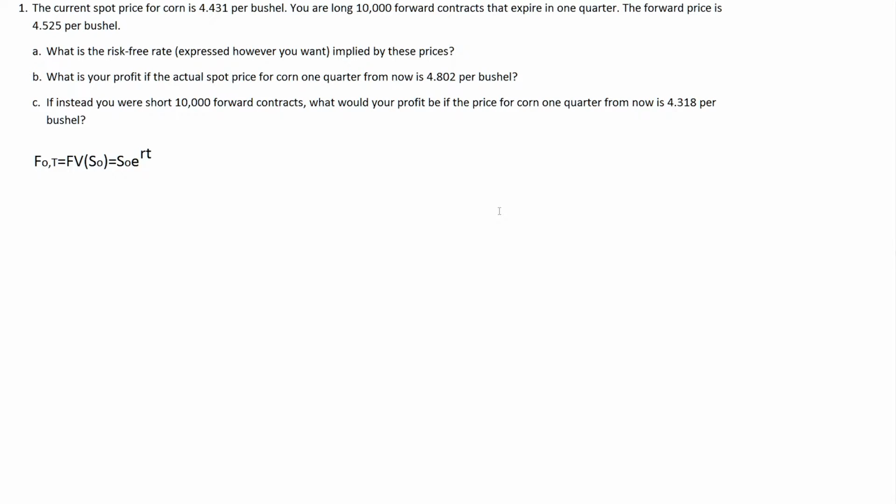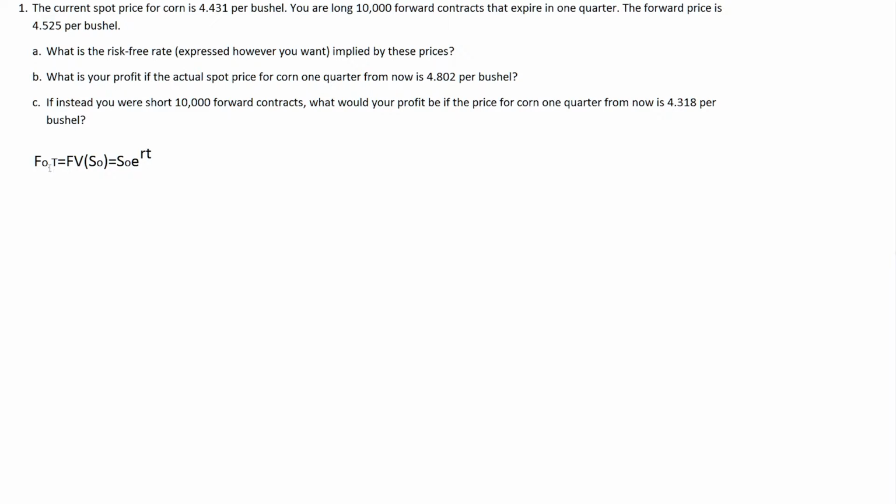Hey everyone, we're going to be moving on here to our first forward contract question. The question states that the current spot price for corn is 4.431 per bushel, and you're going to long 10,000 forward contracts that expire in 1 quarter, with a forward price of 4.525 per bushel. So part A asks us what is the risk-free rate implied by these prices.